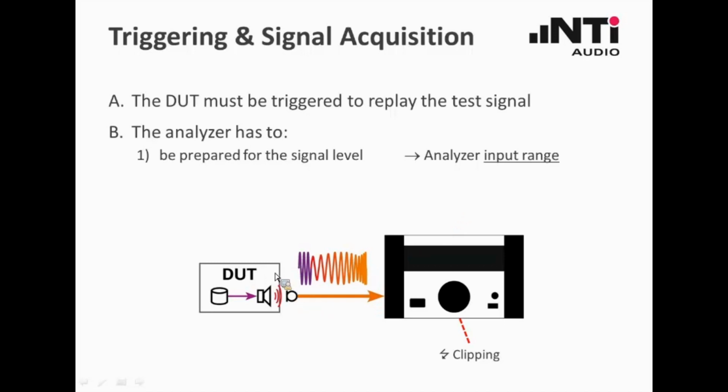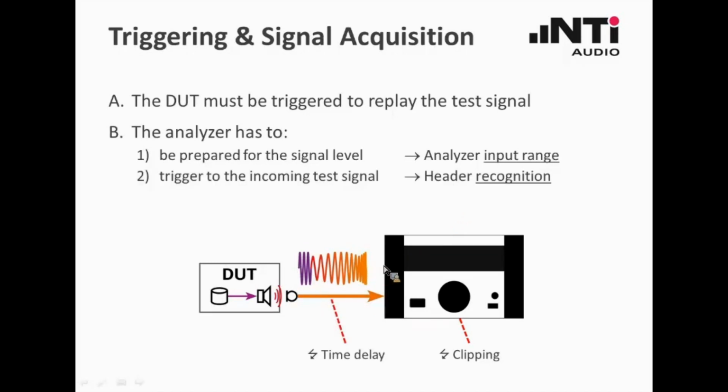The second thing you have to consider is the triggering to the incoming signal. The analyzer has to start sampling the incoming signal at the right time. So it must recognize the header of the incoming signal correctly. Just imagine that we are triggering the device under test. We could even simultaneously trigger the analyzer, but there is a time delay in between for whatever reason. So in that case, the analyzer must be able to wait until the signal is actually coming in, until it starts sampling.